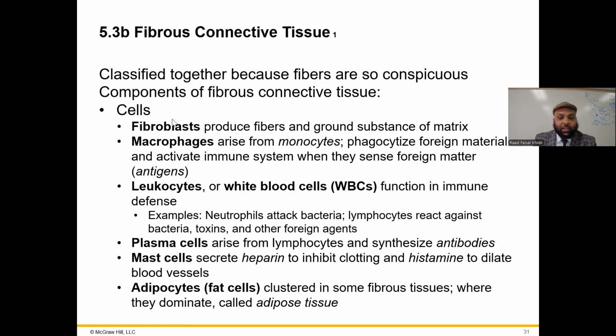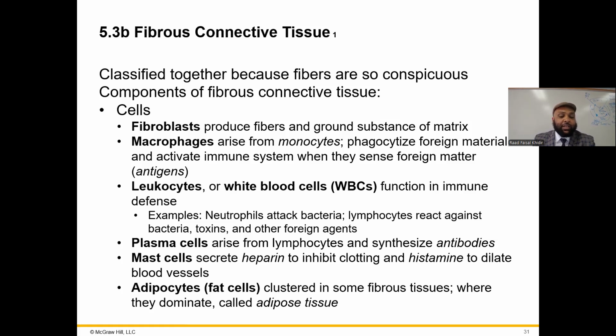Leukocytes or white blood cells function in immune defense, and these are found in the fibrous connective tissue. Examples would be neutrophils that attack bacteria and lymphocytes that react against the bacteria, toxins, and other foreign agents. Plasma cells arise from lymphocytes and synthesize antibodies.